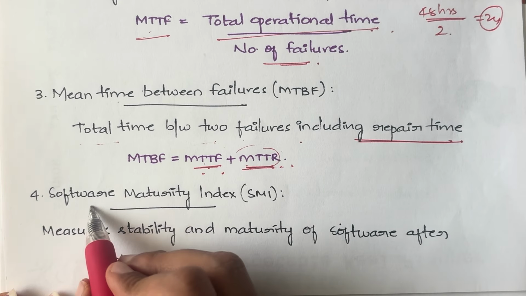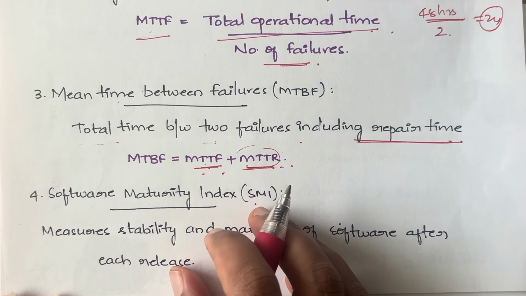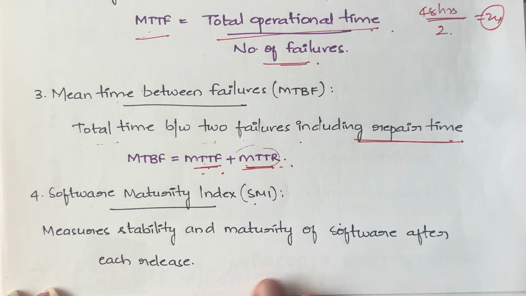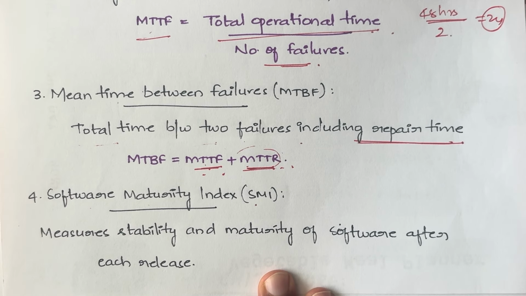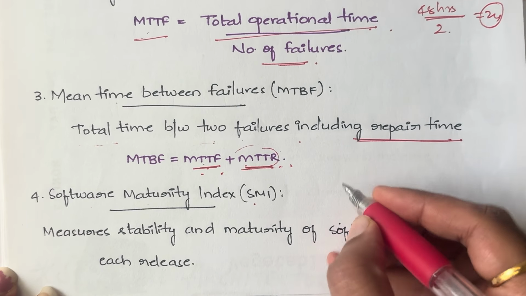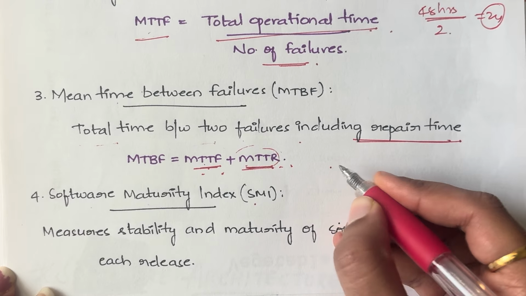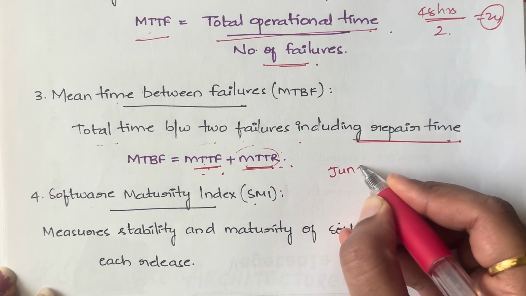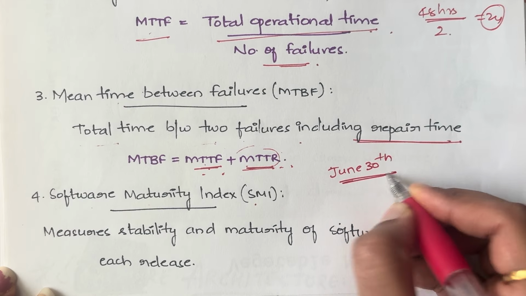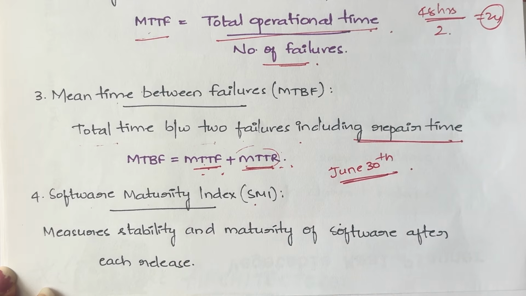And then the software maturity index. This software maturity index basically measures the stability and maturity of your software after each and every release. So what do you mean by release? Again, as I said, let's say you promised your customer that you will give them a product by June 30th. On June 30th you will deliver the app or the website.